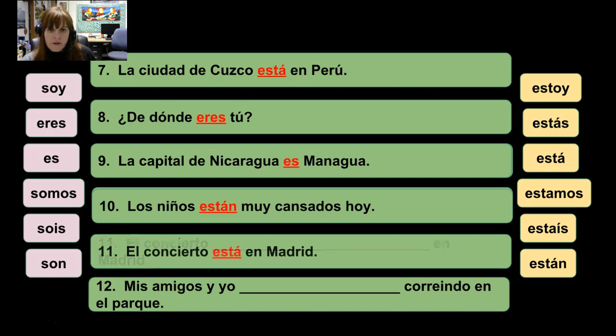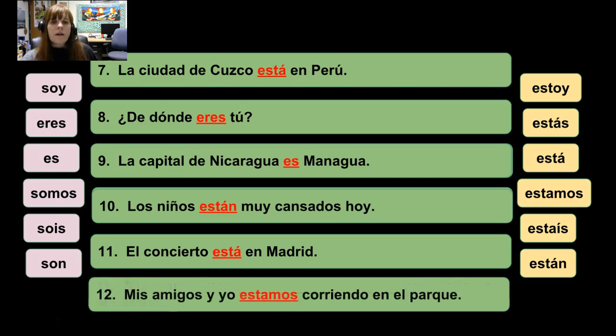El concierto está en Madrid. So the concert is in Madrid, so you're talking about location, so that's why you use estar. Mis amigos y yo estamos corriendo en el parque. My friends and I are running in the park. So again, you have the present progressive, which is the -ing in Spanish, corriendo, we are running.